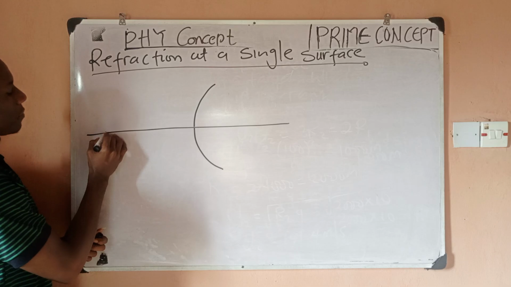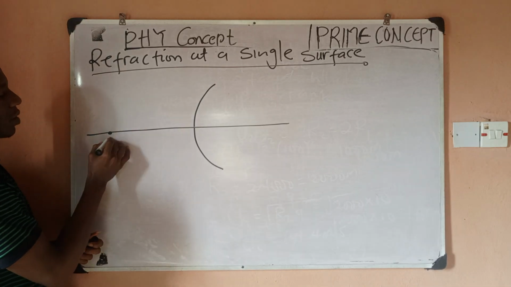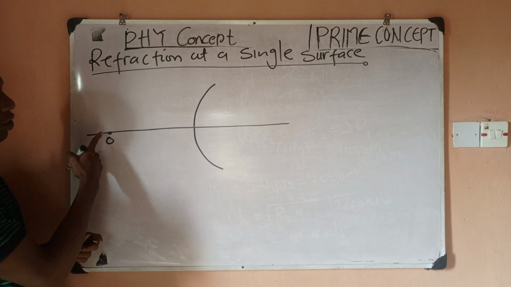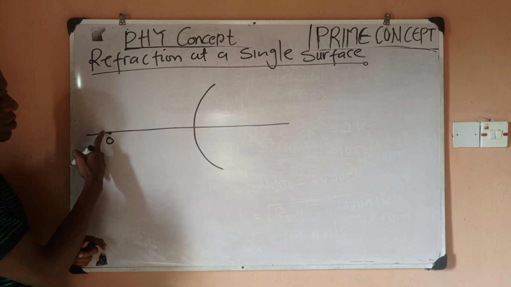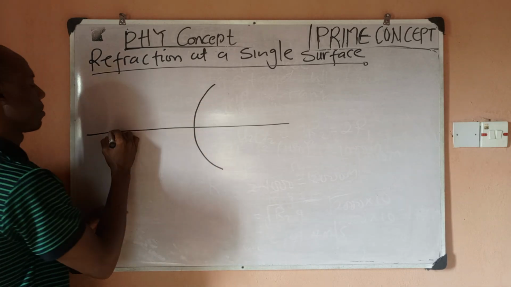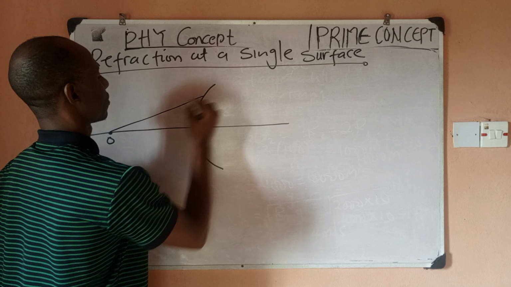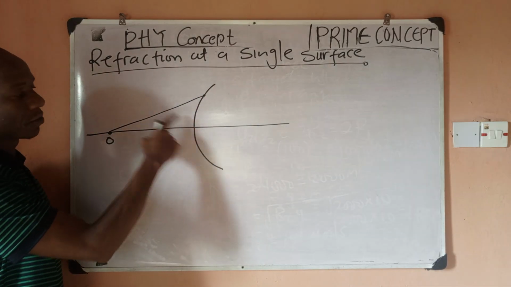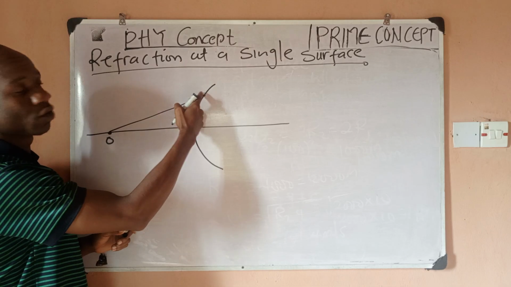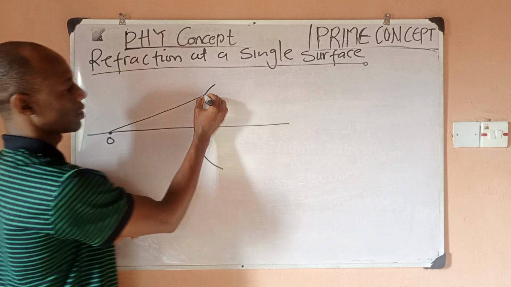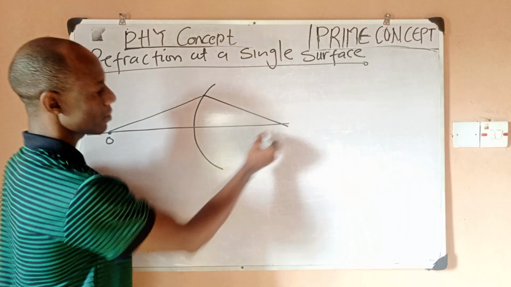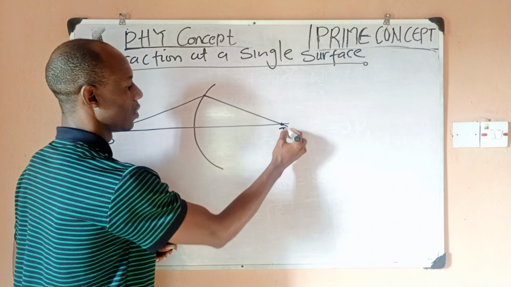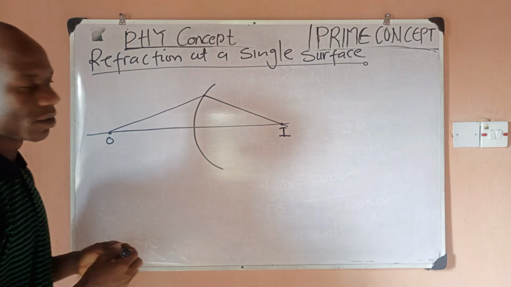So if I have a point object at this point, which I would call O, if a ray emanates from this object, it will hit my surface at some point, this, and then because this is a refracting surface, when it hits the surface, it will bend, it will refract, and so it refracts like this. And this point is where your image would be formed, right?